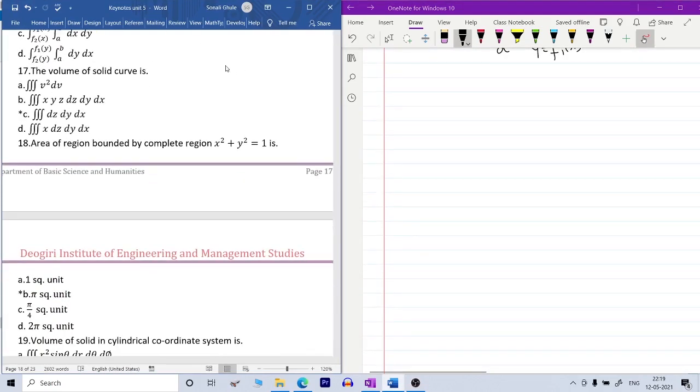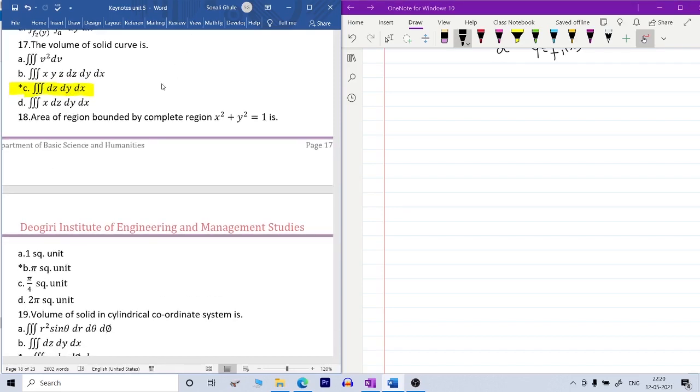Next example is the volume of a solid curve. Now its formula is simple. It is a triple integration dx, dy, dz. Okay, this you have to remember. That is the formula for volume.